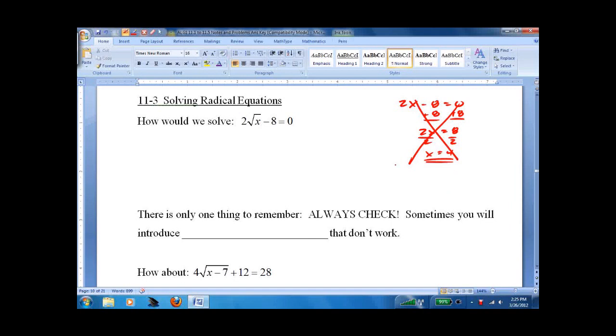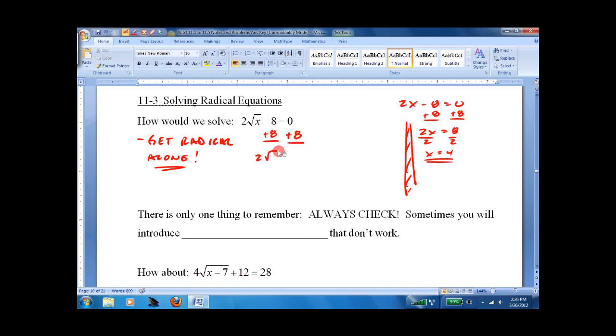Well, we're not going to do that now. But we get it set up the same way. So get the radical alone. And the radical might have something inside it, as you'll see shortly. But it's the same idea. Add 8 to both sides. Divide by 2.